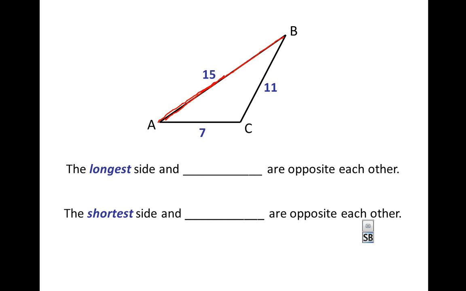So here's my next question. Which angle happens to be opposite that side? Which angle is opposite side AB? Angle C is opposite side AB. The point I want to make here first is that the longest side, which happens to be side AB, and the greatest angle of the triangle will be opposite each other. The longest side and the angle with the greatest measure will be opposite each other.